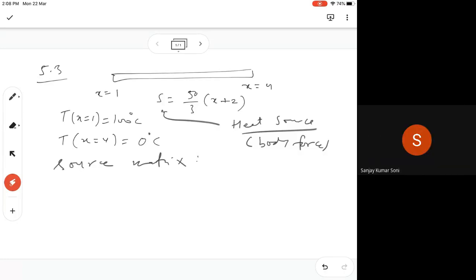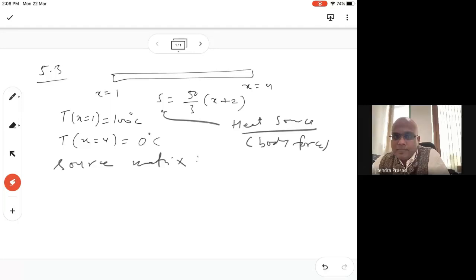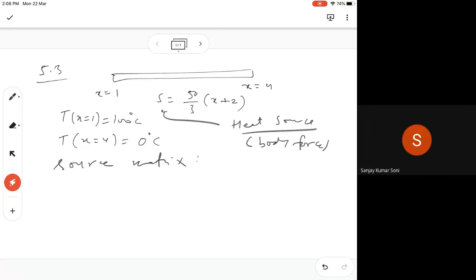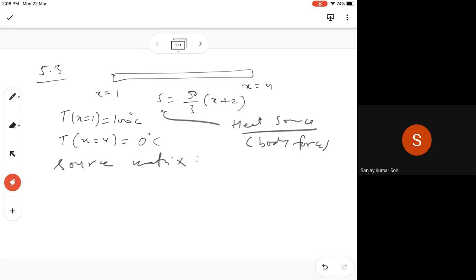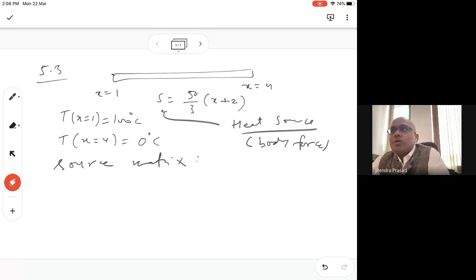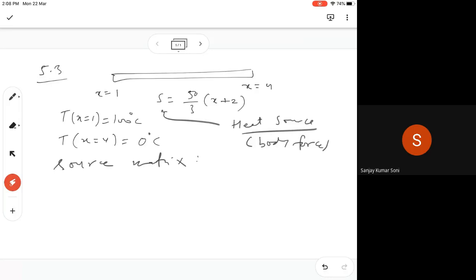Sir, in case of stress analysis, when a body is subjected to a force, I'm talking about a concentrated force. Let us say at x equal to 1, some concentrated force is there in this diagram, and at x equal to 4, there is no concentrated force. So we take it as 0 if it is not there. If it's not there, you give it equal to 0.